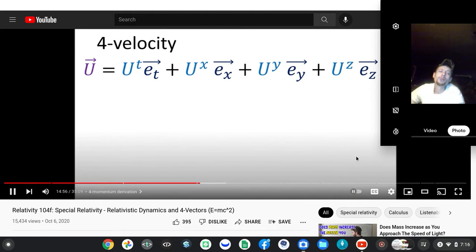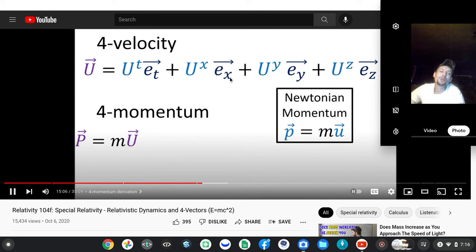Let's take a look at another four-vector, the four-momentum, capital P. It's defined as the mass times the four-velocity vector u. This is similar to the definition in Newtonian physics, where three-momentum equals mass times three-velocity.